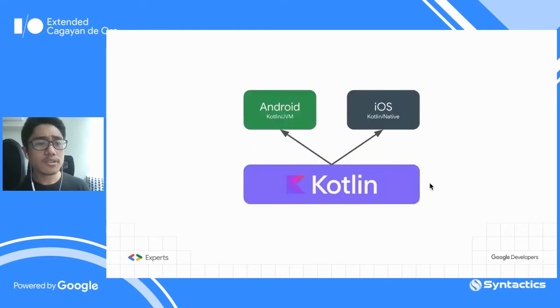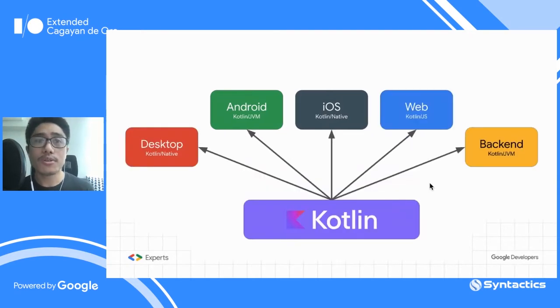So since that's possible, that means I can compile Kotlin to JVM, and now I can use it on Android, and I can compile it to native, and now that makes it usable on iOS. And this is the power of Kotlin multi-platform. So it's not just this. You can also target other targets other than mobile. Since it can compile to JS, you can target web. So you can use Kotlin for web.